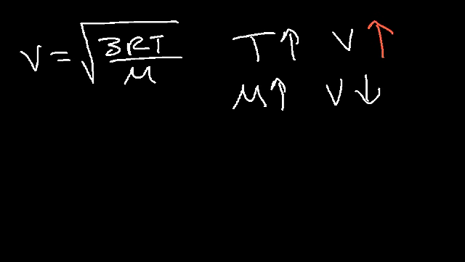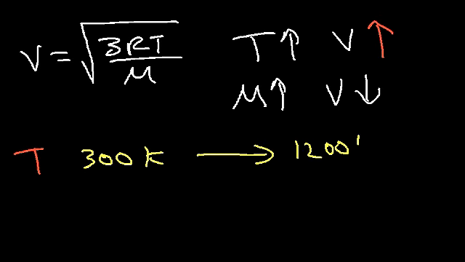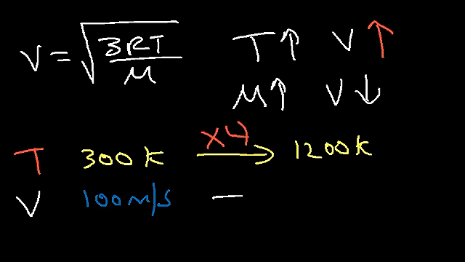Now, let's say we increase the Kelvin temperature from 300 to 1200. So we've increased it by a factor of 4. 3 times 4 is 12. What's going to be the effect on the velocity if the initial speed is 100? What's going to be the new speed?